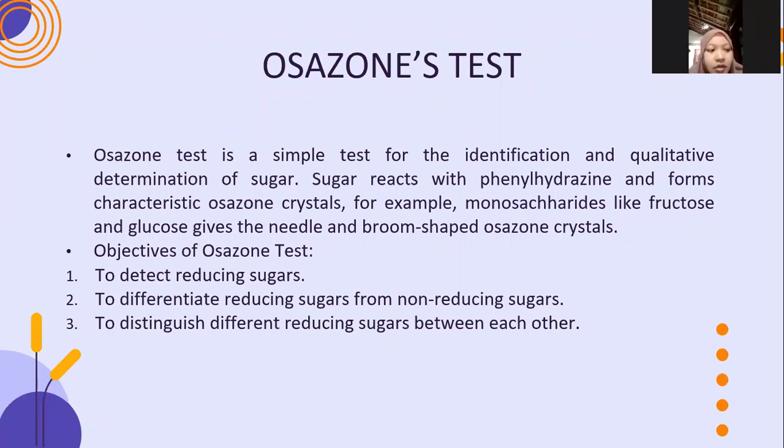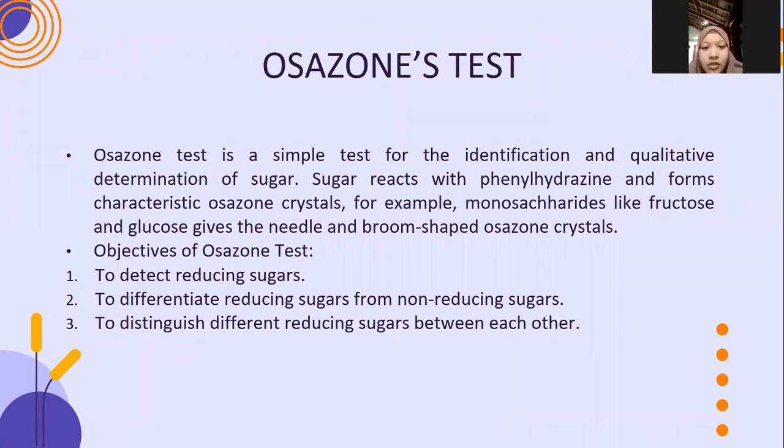Osazone test. The osazone test is a simple test for the identification and qualitative determination of sugar. Sugar reacts with phenylhydrazine and forms characteristic osazone crystals. For example, monosaccharides like fructose and glucose give needle and broom-shaped osazone crystals.